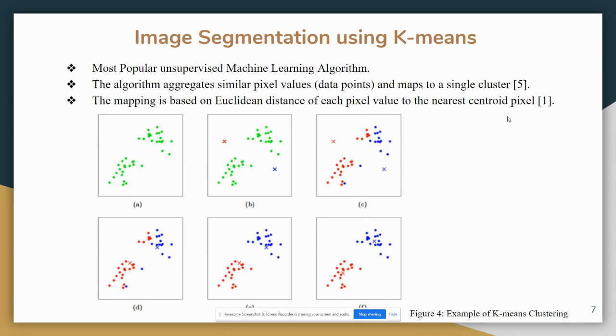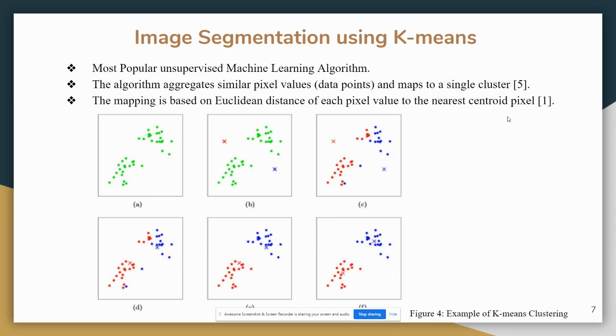Next, we introduce the concept of image segmentation. Image segmentation is required as the captured images need to be segmented into different clusters to select the particular region of interest. Here, image segmentation using k-means clustering is used.